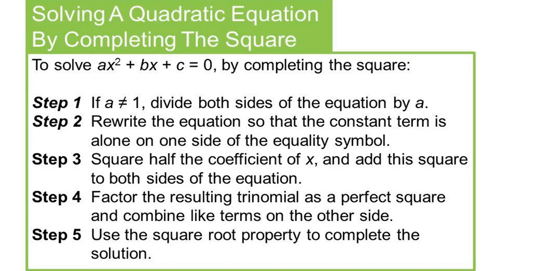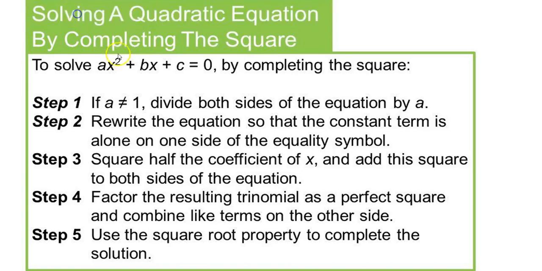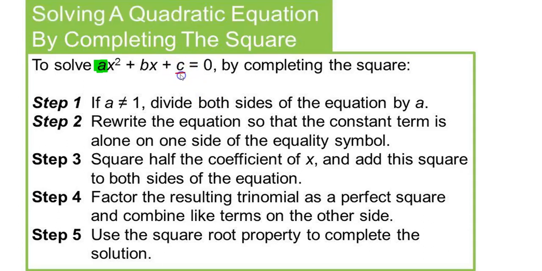Basically saying if this part right here, let me pull up my pen here, whenever we start looking at the formula, and don't stress, we're going to go through an example. If that's not a 1, just divide it out. We want to rewrite the equation so that the constant term is alone. So what we're going to do is take this guy here and move it over to this side.